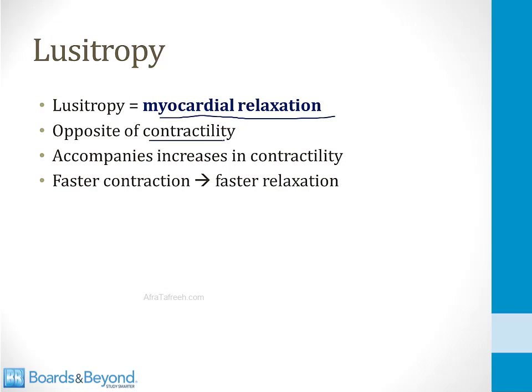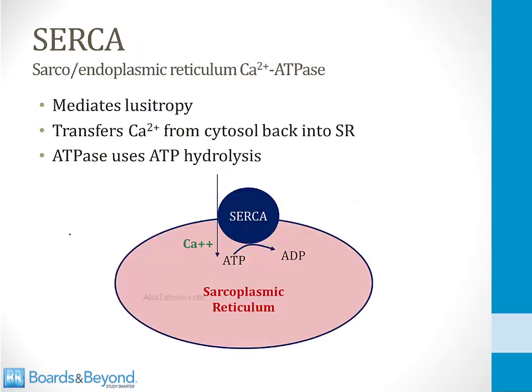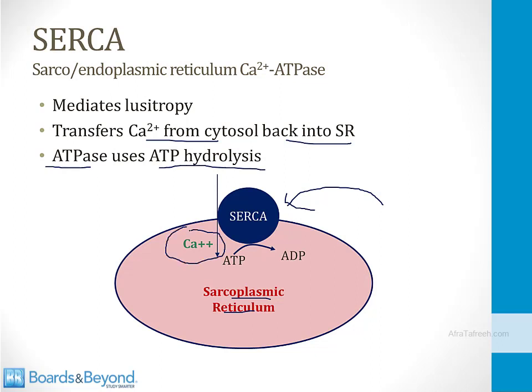And increases in lusitropy always accompany increases in contractility so that when the heart beats faster, it also relaxes faster. Lusitropy is mediated by a structure called the SERCA. It's found in the membrane of the sarcoplasmic reticulum, and it transfers calcium from the cytosol back into the sarcoplasmic reticulum. This is an active process. It's an ATPase that uses ATP hydrolysis to quickly bring calcium back into the sarcoplasmic reticulum and get ready for another contraction. And because of the SERCA and the process of lusitropy, heart myocytes can rapidly contract and relax.